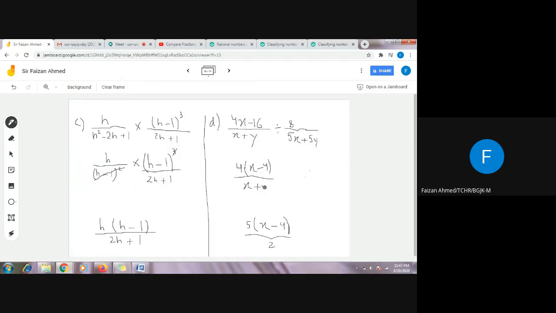And then I have to change this division sign into multiplication. So what will happen, this 5x plus 5y will go into the numerator and this 8 will come in the denominator. And I am also taking 5 as common from this, and when I take 5 common, it will become x plus y.